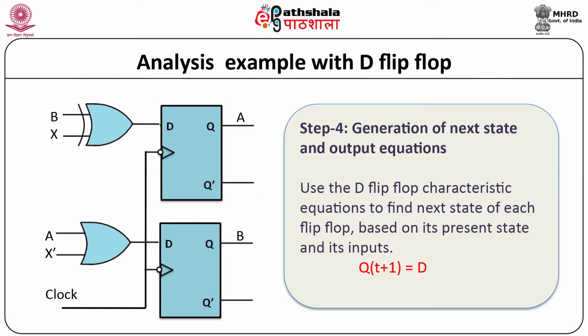Step 4 is generation of next state and output equations. Now, use the D flip-flop characteristic equations to find the next state of each flip-flop based on its present state and its inputs. D flip-flops are simple because the next state is the same as the D input regardless of the present state. So, the Boolean expression is Q(t+1) is equal to D.